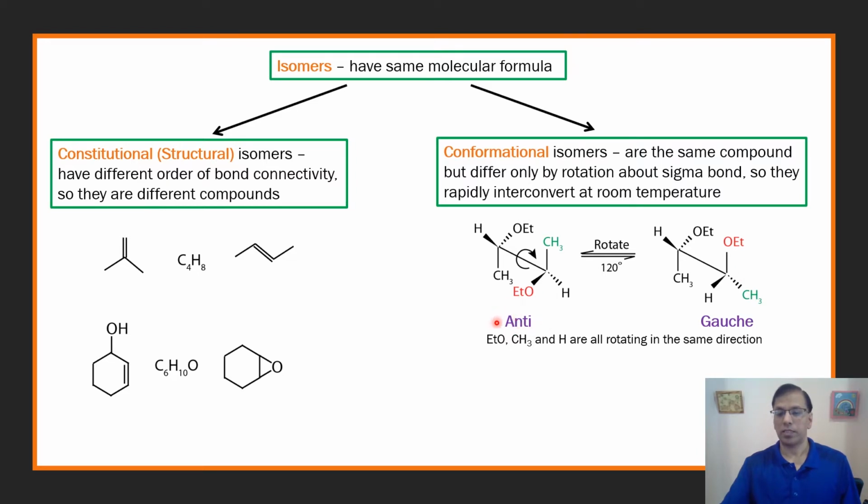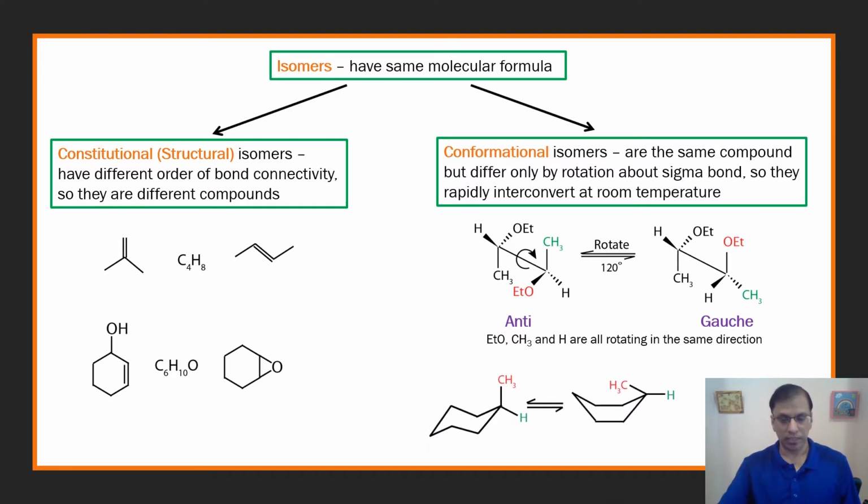And if you recall, I have a video on conformers. This particular conformer is called the anti because the two methyl groups are opposite each other. And this conformer is called gauche because the angle between the two methyl groups is about 60 degrees. So watch my video on conformers to learn more about them.